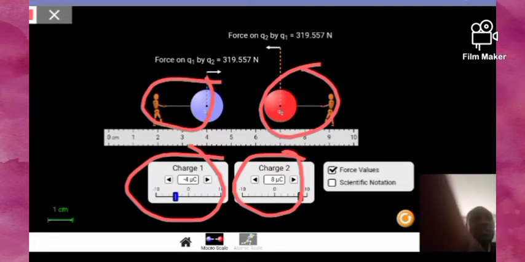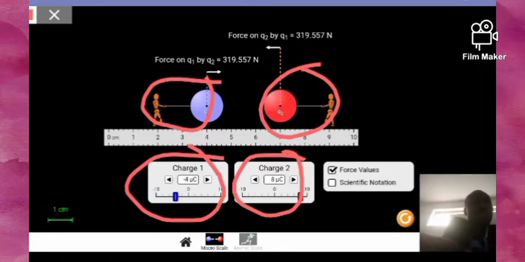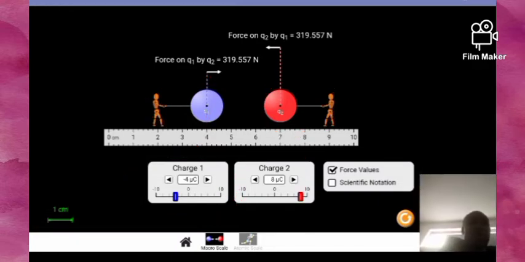So it means that the charges are of different magnitude as well as of different signs. So they are opposite charges, with Q2 larger in magnitude than Q1. Now let's see what will happen to the forces. You can see the forces acting on both charges.